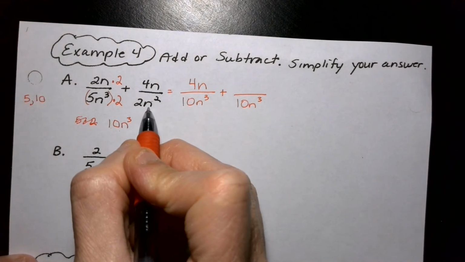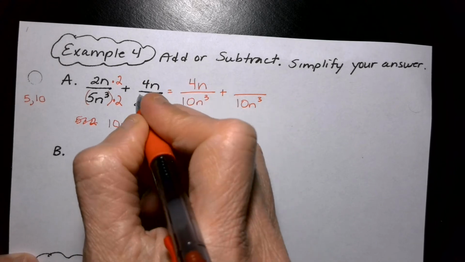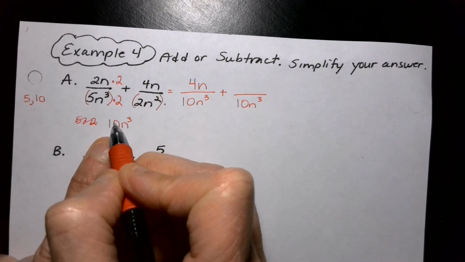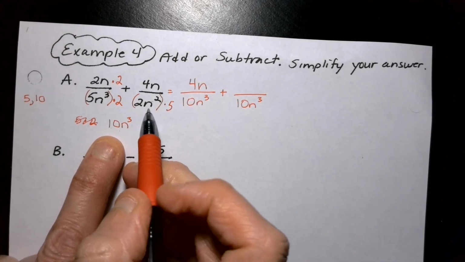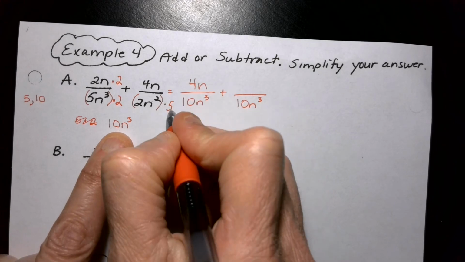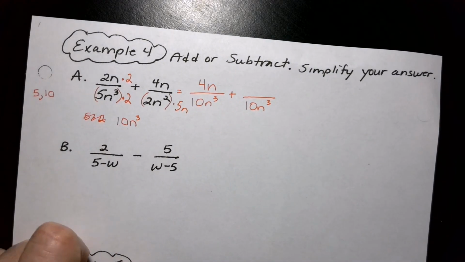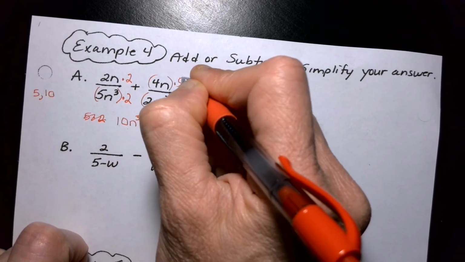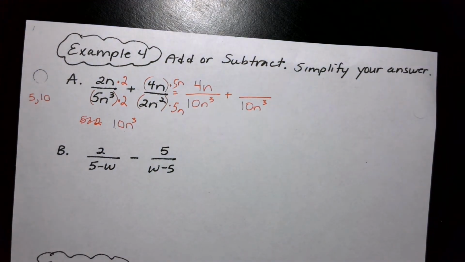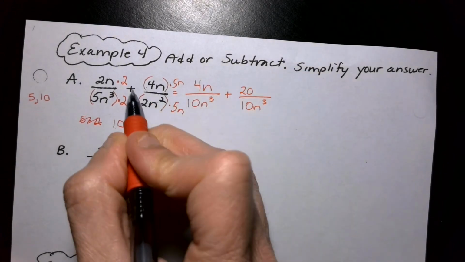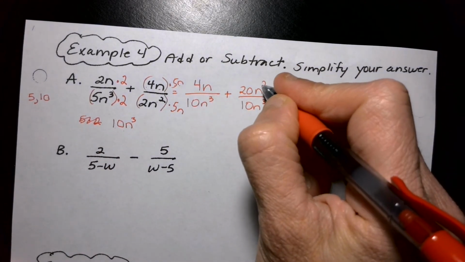Now, how about this one? 2n to the second. What do I have to multiply that by? Well, to get the number part, we need to multiply it by a 5. And to get the letter part, what do we have to do? Got 2 of them, but I need another one. I need a third one. So we are going to do the same on the top. And what do we get? Well, you multiply the numbers, you get 20. n times n is n squared.